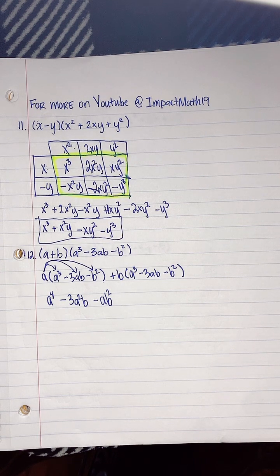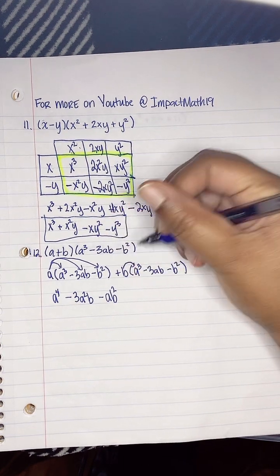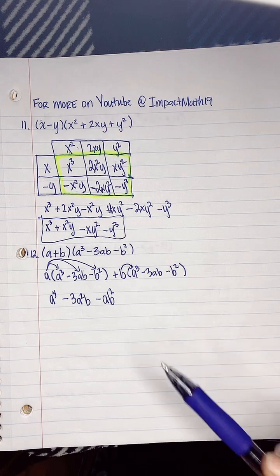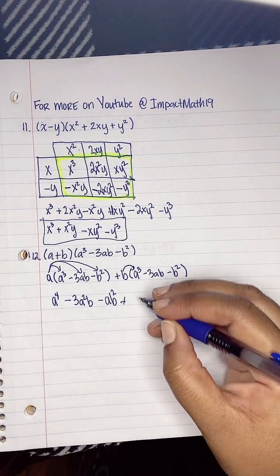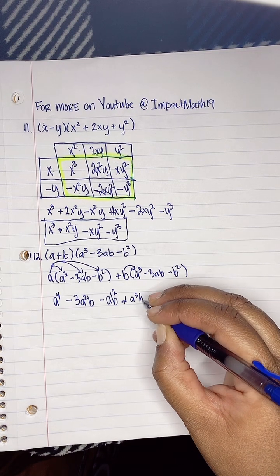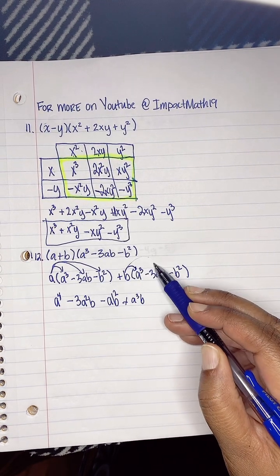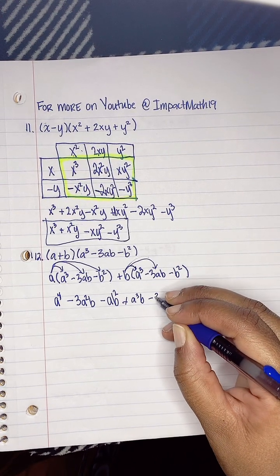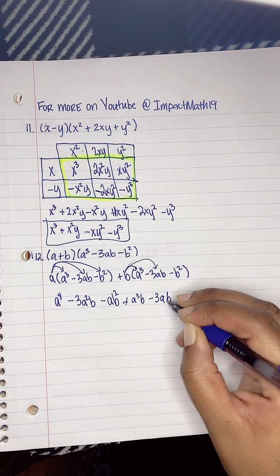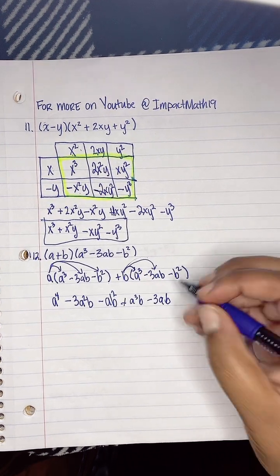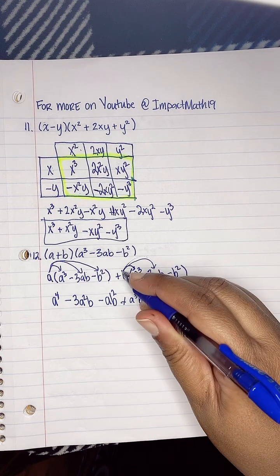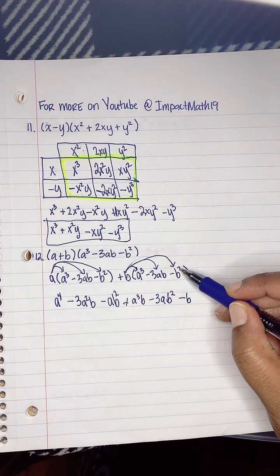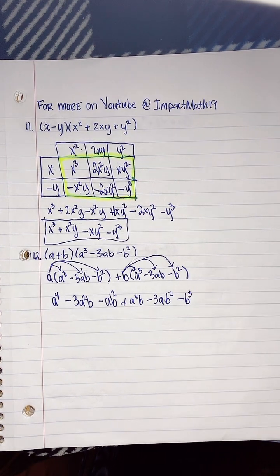Okay. So now let's distribute here. Remember, we're going in alphabetical order. So b times a to the third is plus a to the third b. And then we're going here. Negative 3ab. How many b's do I have? I have 2. So b to the second. And then we're going to go here. Negative b. I have 2 here plus 1 more is 3.